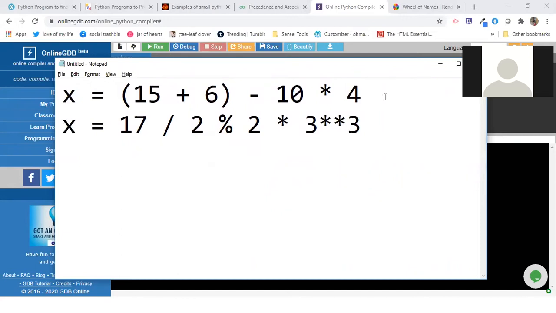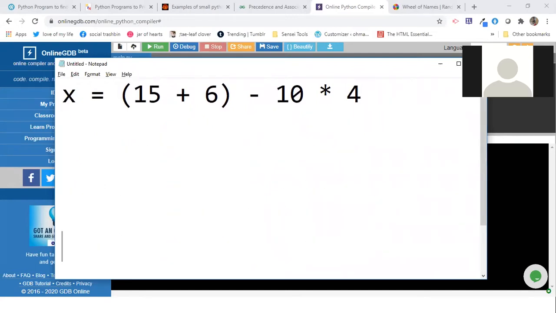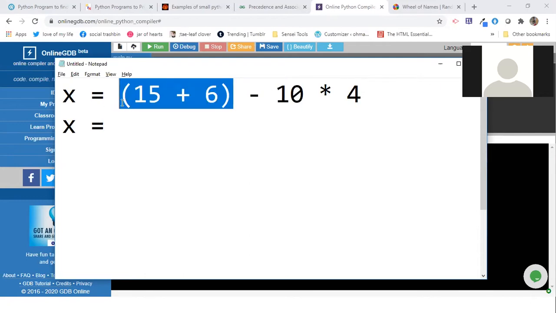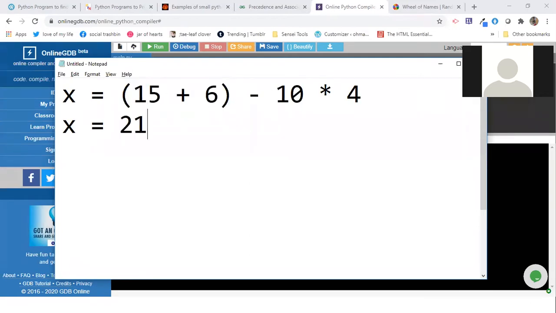Hindi ko pala last. So, next equation, we have 15 plus 6 minus 10 multiplied by 4. Negative 11, ma'am. Negative 19. Any other answer? Negative 19, ma'am. May mental math sila. 15 plus 6, 21. So, ito ang unahin natin. Level 1, parenthesis, 15 plus 6, 21.